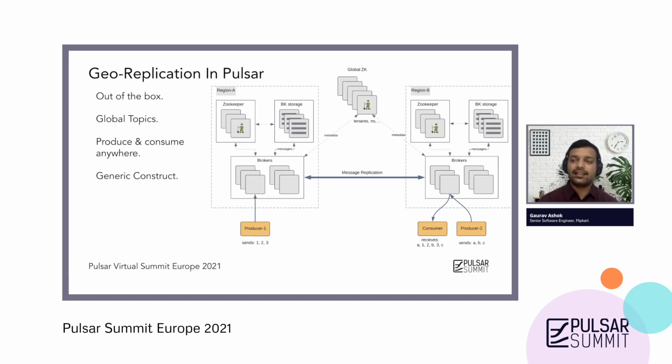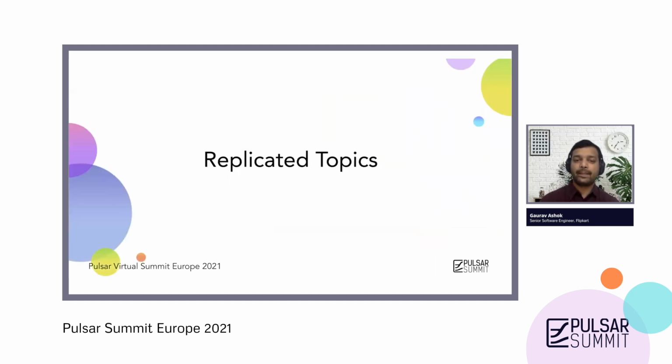The construct is generic enough that the platform owners can build more features and more constructs on top of it, like an active-passive topic, for example. In Pulsar, to have replication, there are no additional components to maintain, which is a huge plus. So let's see how the topics are actually replicated in Pulsar.